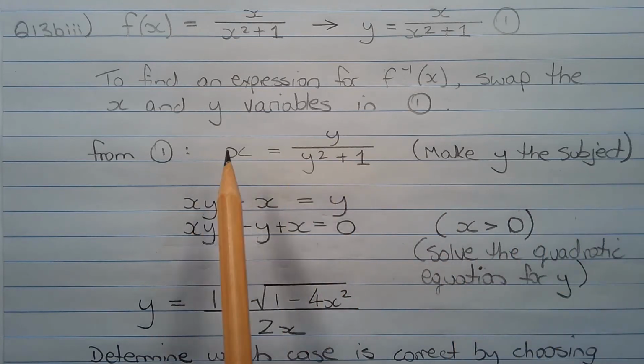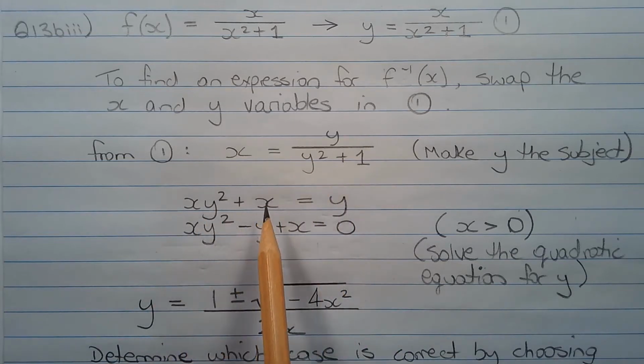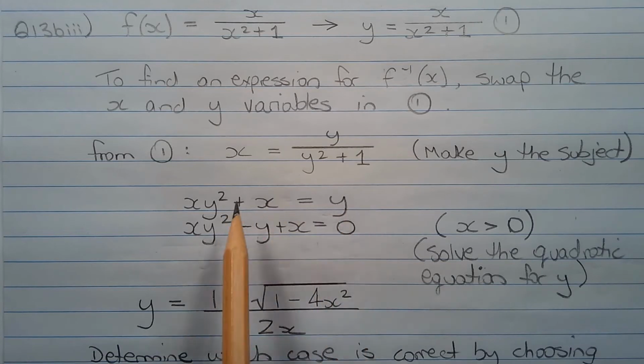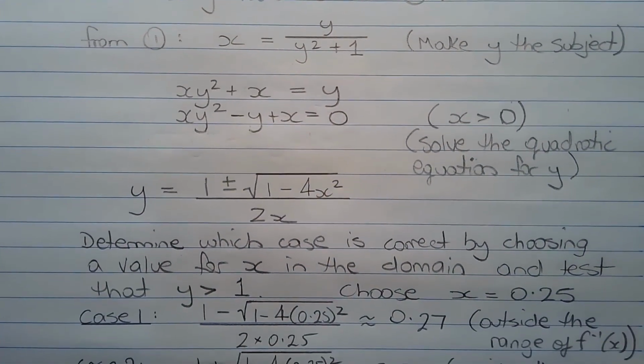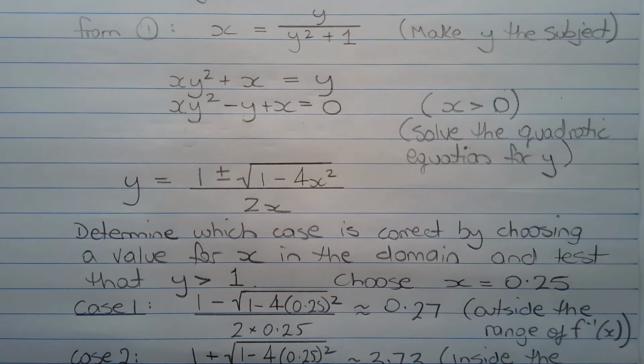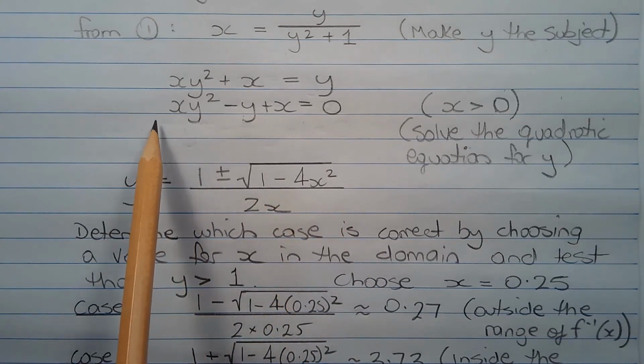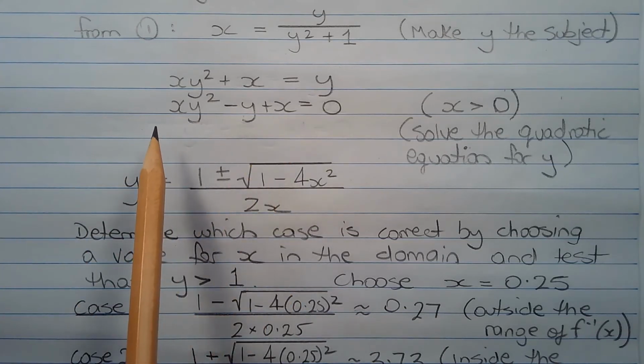So multiplying both sides of the equation by y squared plus 1, we have xy squared plus x equals y. And subtracting y from both sides, we have xy squared minus y plus x equals 0. The next step is to solve the quadratic equation for the variable y. So using the quadratic formula, we get y equals 1 plus or minus the square root of 1 minus 4x squared, over 2x. So we're treating the variable x as a constant and as a coefficient, in fact.